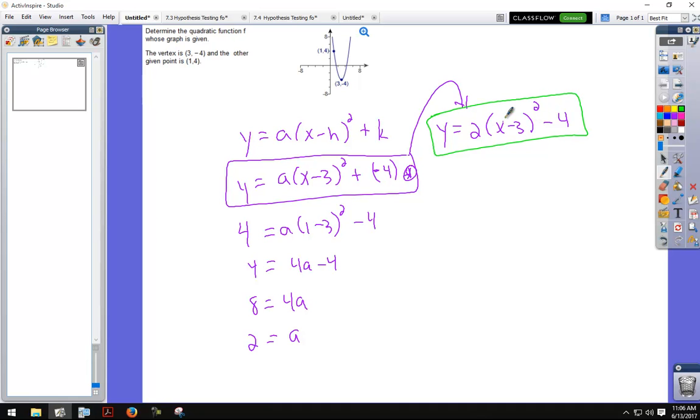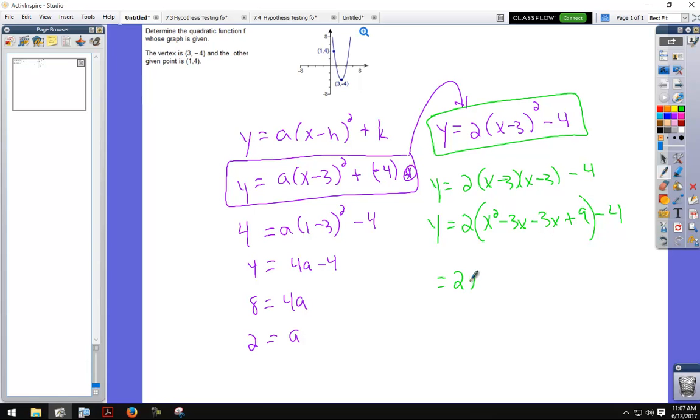So if I FOIL this term, x minus 3 times x minus 3, I have 2 times that, and then I get minus 4. So I get x times x is x squared. I get minus 3x for the outside. I get minus 3x for the inside, and then negative 3 times negative 3 is positive 9. Oops, I don't want to forget my 2 that multiplies all of that. So here's the result of me FOILing x minus 3 times x minus 3.